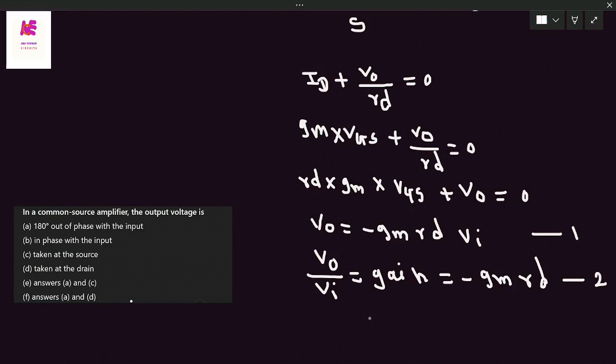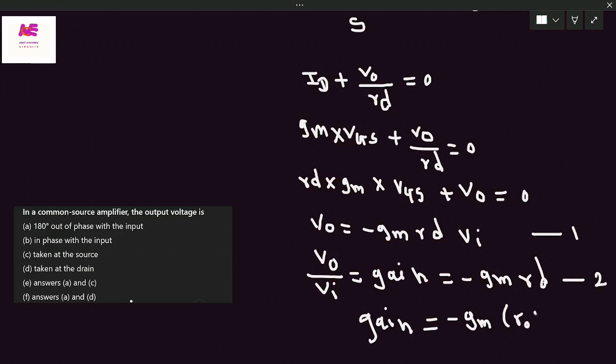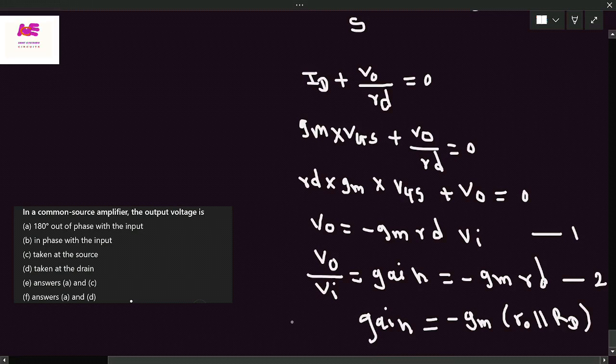And further we can write the gain as minus Gm, where instead of RD we take the internal resistor in parallel with capital RD. This is the gain of the common source amplifier with resistive load. So from this, options A and D are both correct. Option A and option D: the output voltage is 180 degrees out of phase with input, and we are measuring output at the drain terminal. So option F is the correct answer for this problem. So this is the solution.